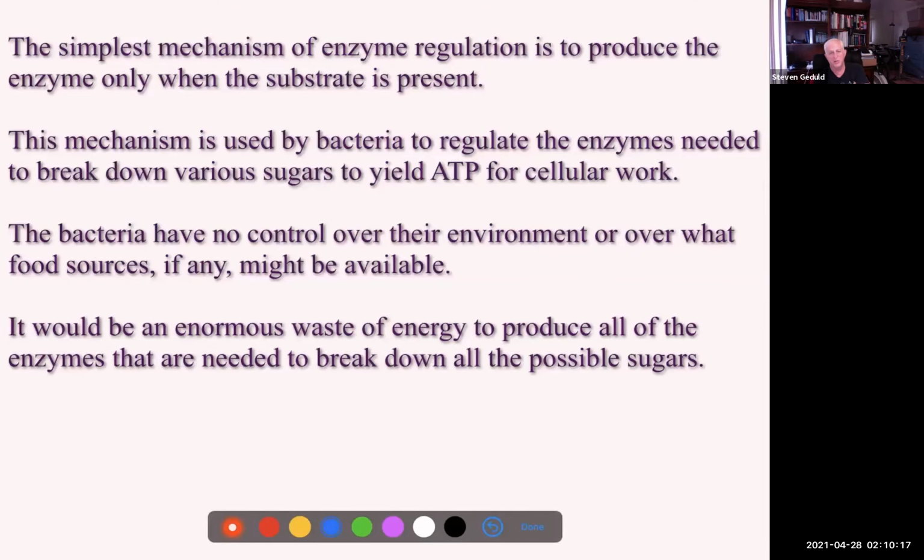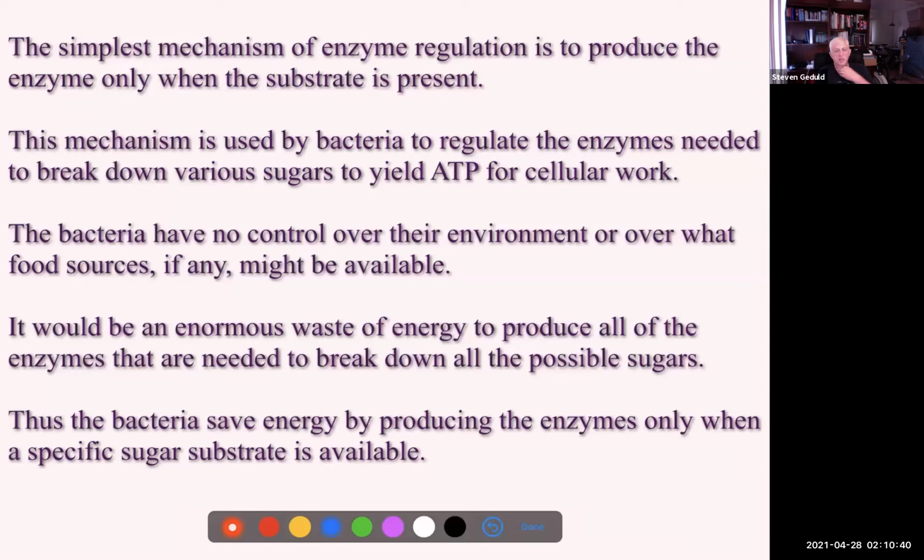It would be an enormous waste of energy to produce all of the enzymes that are needed to break down all the possible sugars, because you don't know which sugars are going to be available. Bacteria have no idea which sugars are going to be present in their environment. So you can't just make all the enzymes to break down all the possible sugars. Okay? You only make the enzymes you need for the sugars you're exposed to at that time.